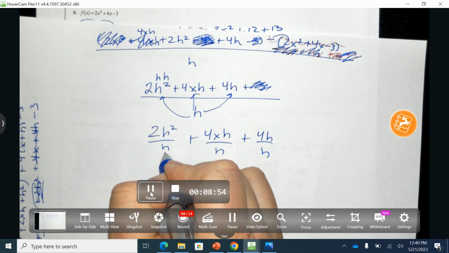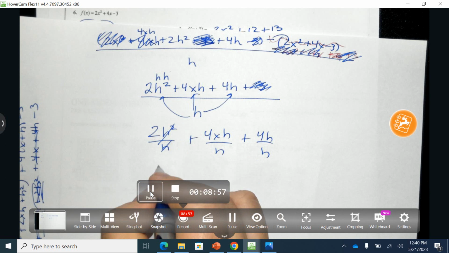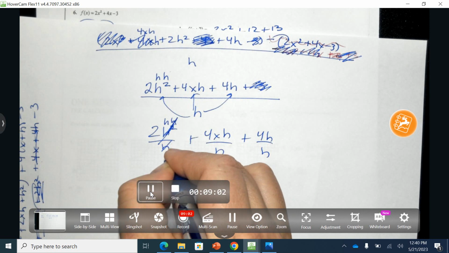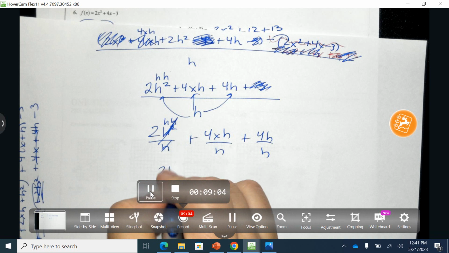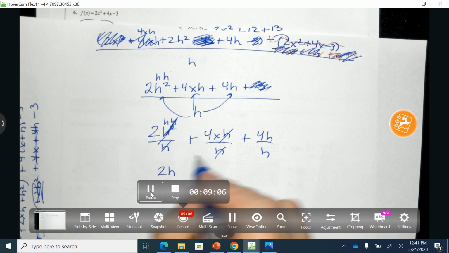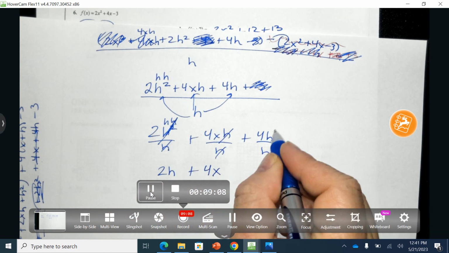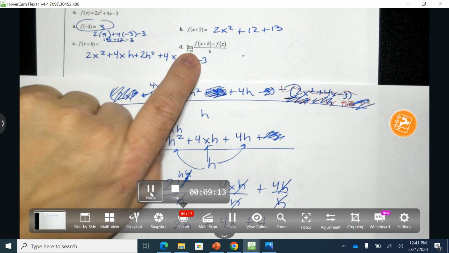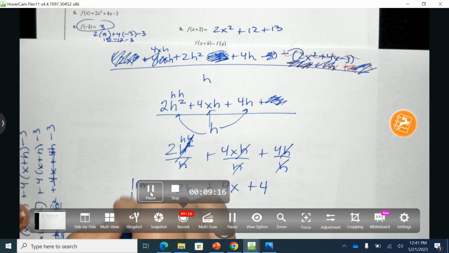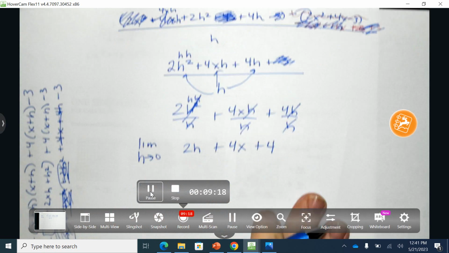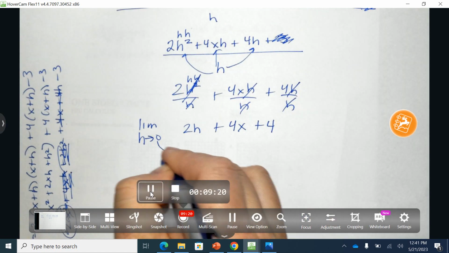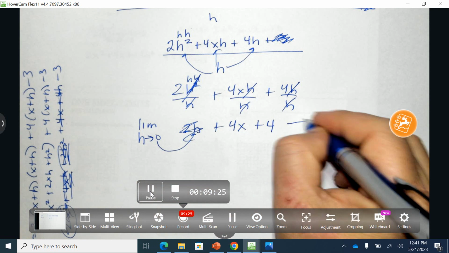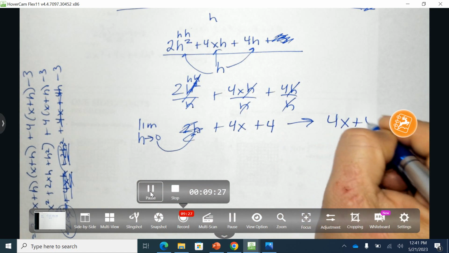Now, one h on top and one h on the bottom are going to be simplified, and I'm left with, remember, this is the same as h times h. So 1 on the top and the 1 on the bottom are simplified or canceled. I'm left with 2h. Here the h's cancel, I'm left with 4x. Here the h's cancel, I'm left with 4. Now remember, this entire thing was going to be to evaluate the limit as h goes to 0. So what I do now is I substitute in 0 for h. Well, 2 times 0 is 0, and what I'm left with is 4x plus 4.